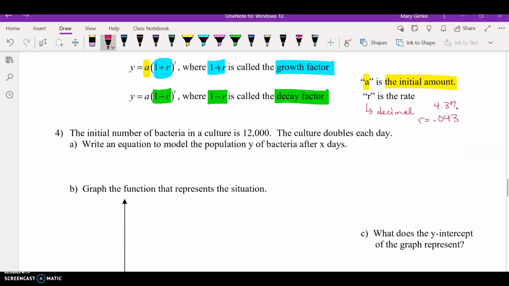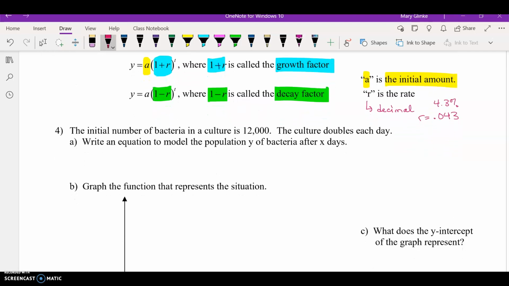So let's go ahead and take a look at this first application problem. We have the initial amount here being 12,000. The culture doubles every day. So your base here is going to be 2. We don't need to do 1 plus 2 because the doubling itself is telling us the growth factor already.